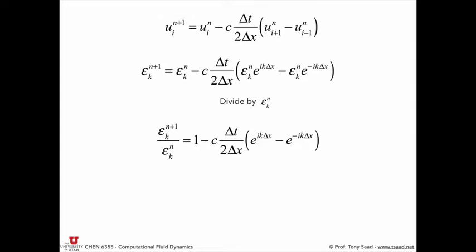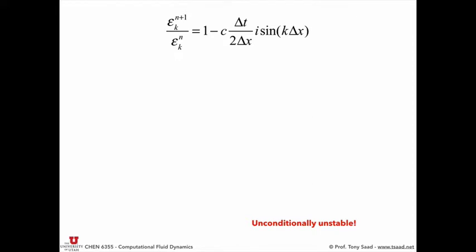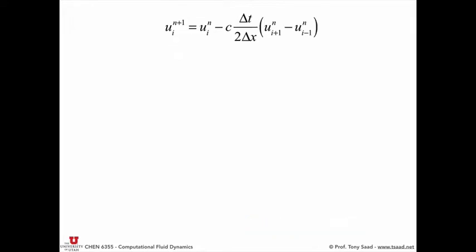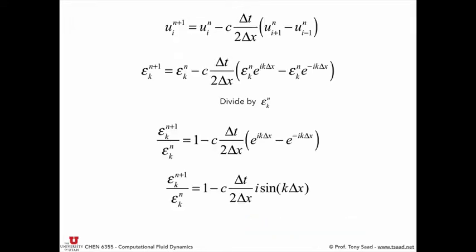Now this is a trigonometric identity. It's equal to 2i sine. There's actually a 2i over here. So this trigonometric identity, the exponentials, the difference, that's right. The difference is actually a 2i sine k delta x. And so now we have this ratio.